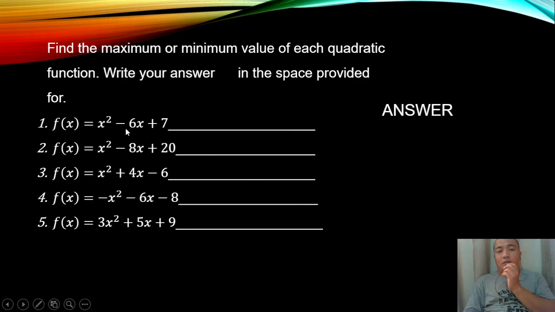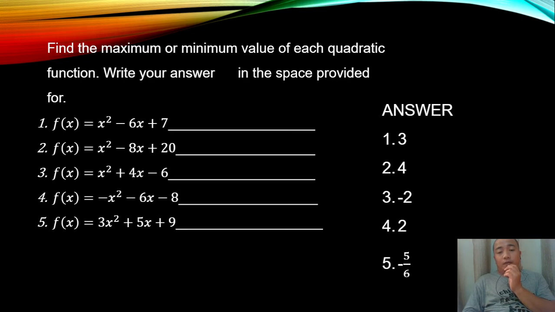So when the parabola opens upward, it has a minimum value, and when the parabola opens downward, it has a maximum value. So for number 1, the minimum value is 3. And for number 2, the minimum is 4. For number 3, the minimum is negative 2. For number 4, the maximum is 2. And for number 5, the minimum is negative 5 over 6.